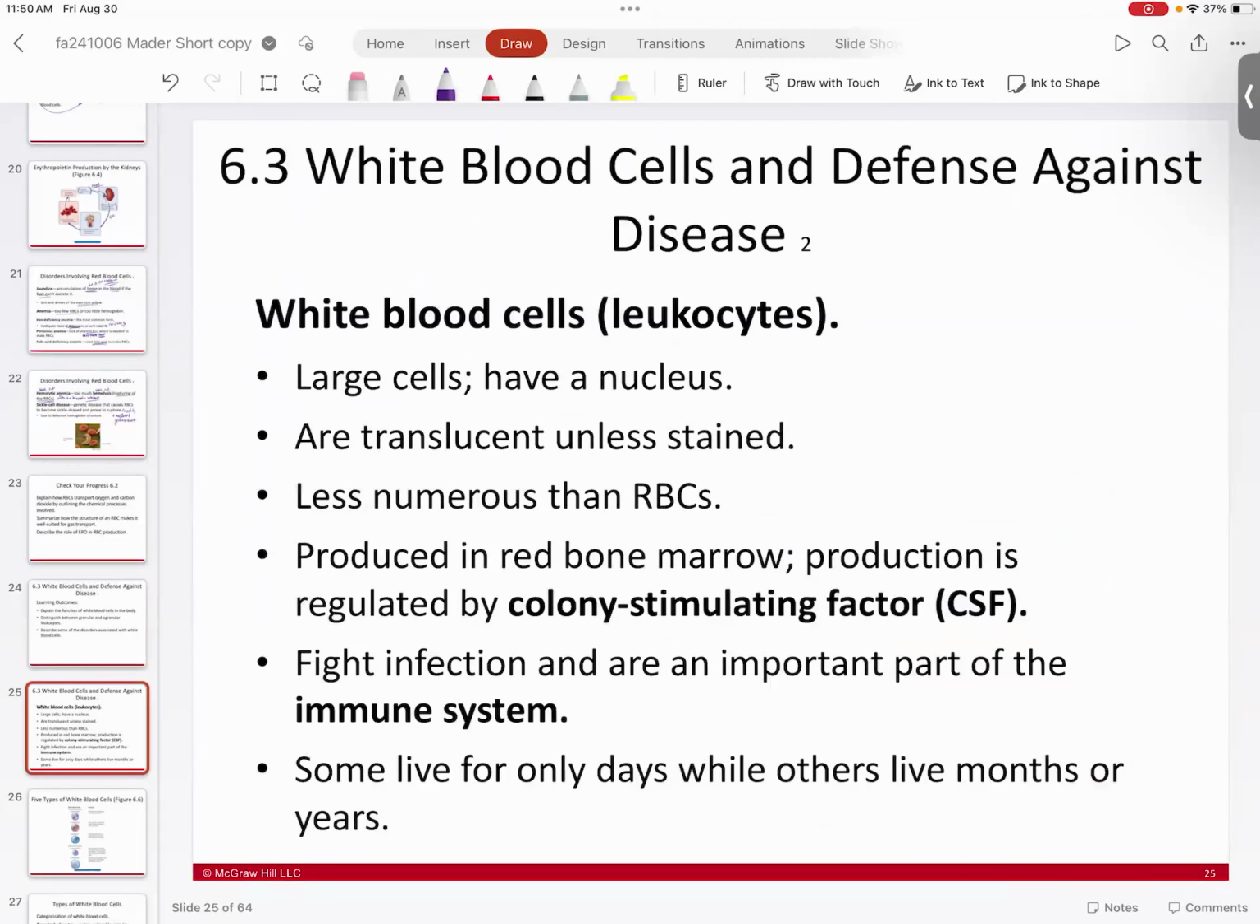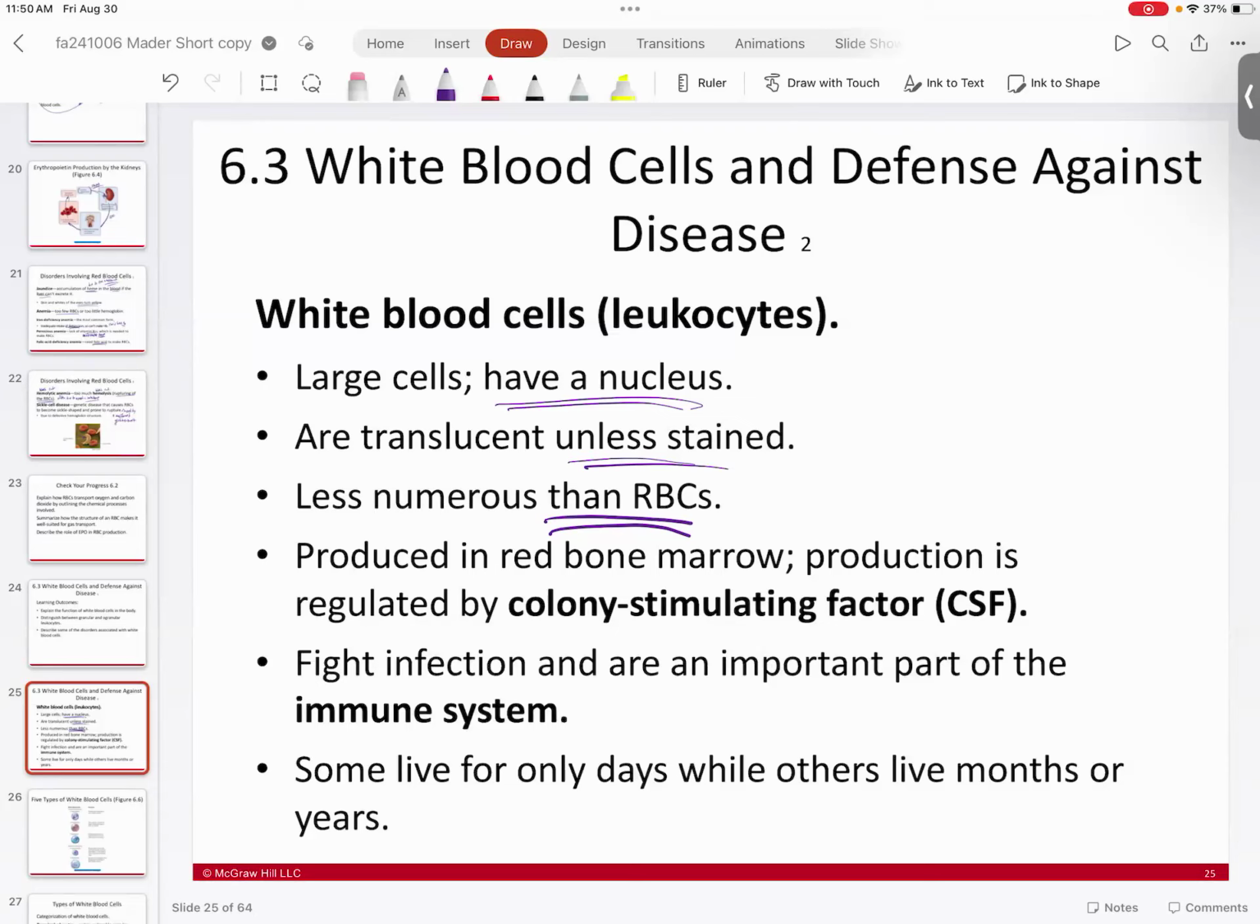Now let's take a look at the leukocytes, or the white blood cells. So the white blood cells are normal cells. So they're large cells, they have a nucleus, they've got their organelles. Oftentimes they're translucent unless they're stained, and then they'll be kind of a purple color. There's not nearly as many of them as red blood cells. Most of the formed elements in your blood is basically red blood cell, but they're also produced by the red bone marrow by a different group of hormones.